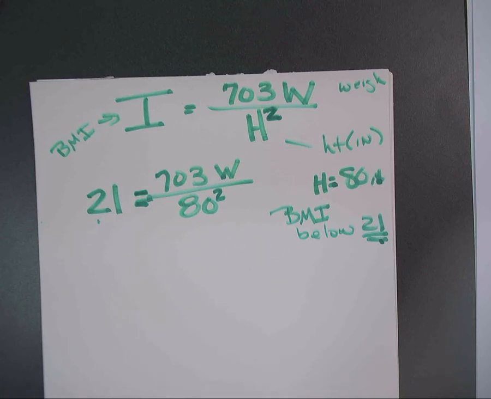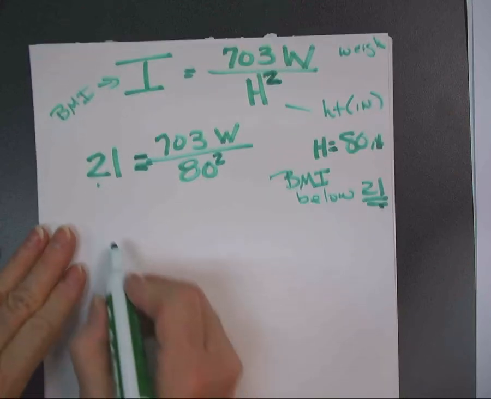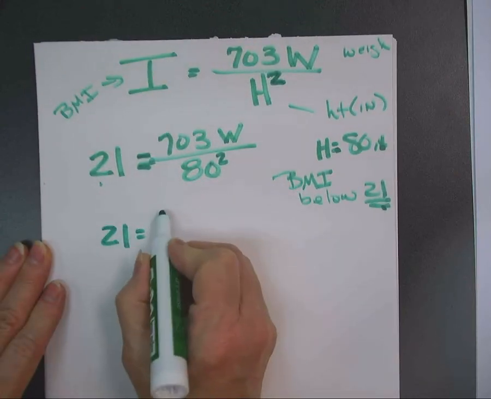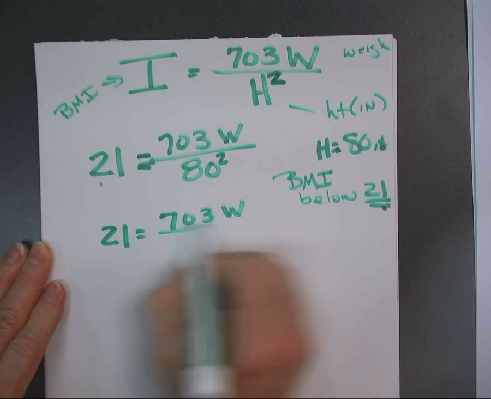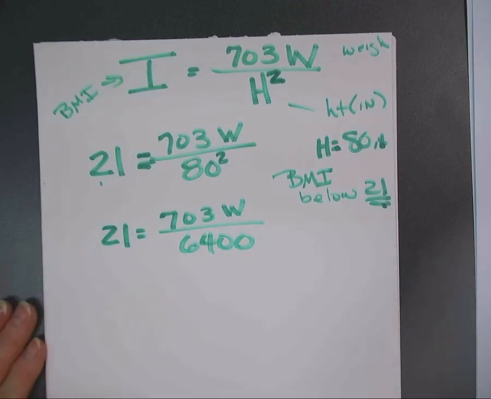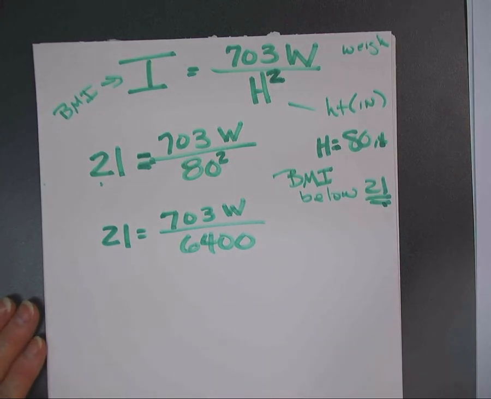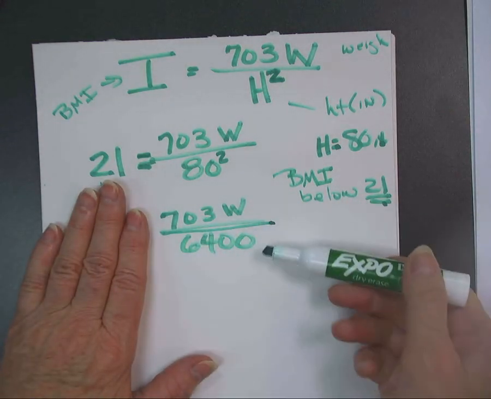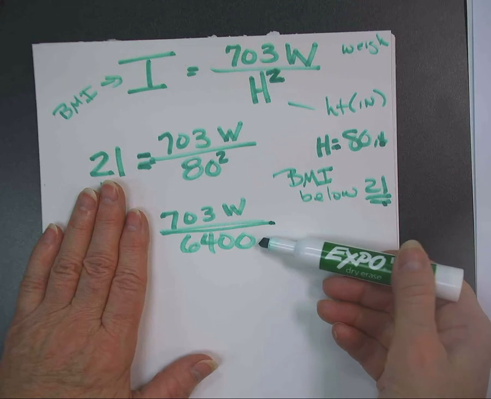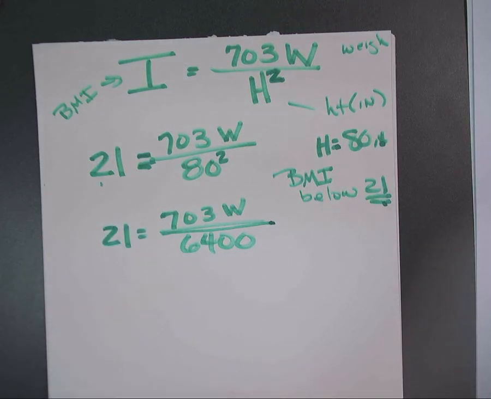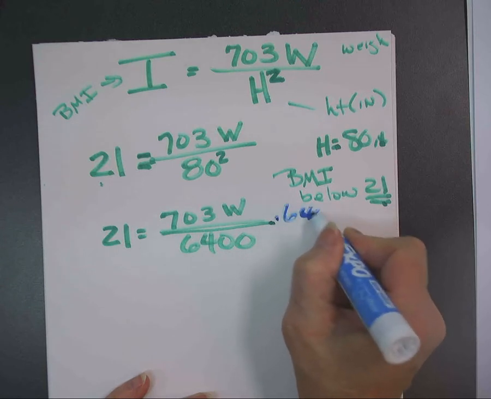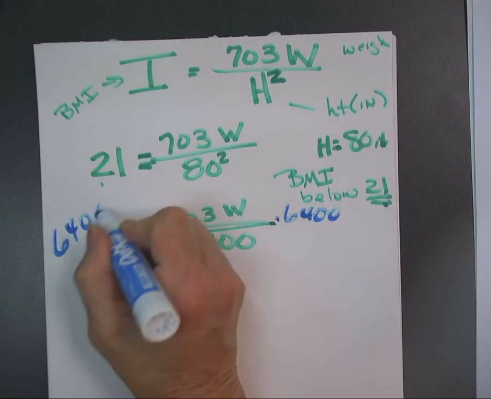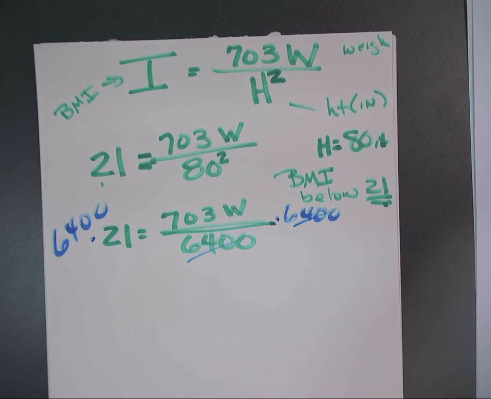Then you times 80, 80 times 80, right? 6,400. So that goes underneath, 6,400. To solve for W, you want to get the W by itself, so this is divided by 6,400. So multiply both sides by 6,400, right? If we times 6,400 here and here, that'll get rid of it there, right?